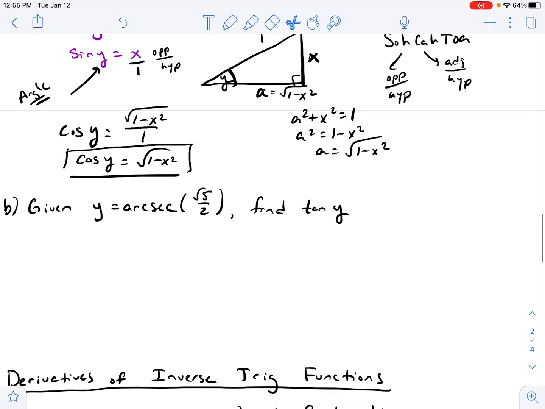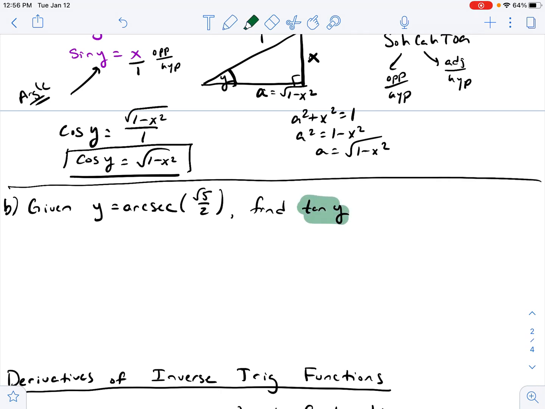Go. Given y equals arc secant of radical 5 over 2, find the tangent of y. Okay, so ultimately we want tangent of y given this bit of information. Again, y equals the inverse secant of radical 5 over 2. If I take the secant of both sides, I get this.